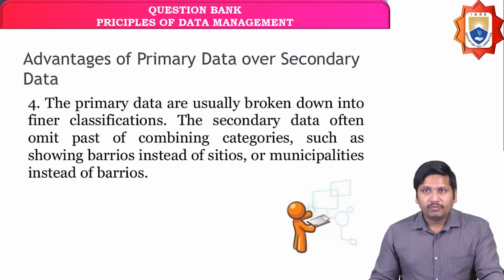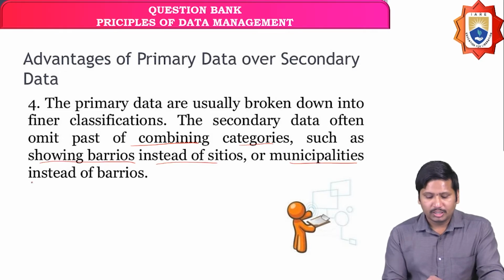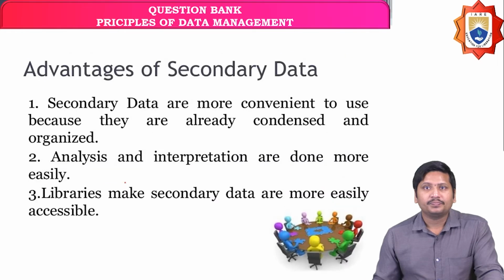The next advantage of primary data over secondary data is that the primary data is usually broken down into final classifications, whereas the secondary data can often omit this by combining categories, such as showing cities or municipalities instead of values.